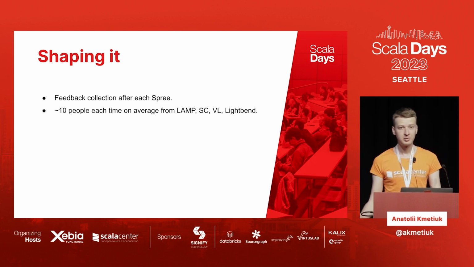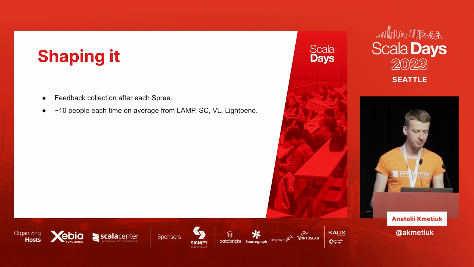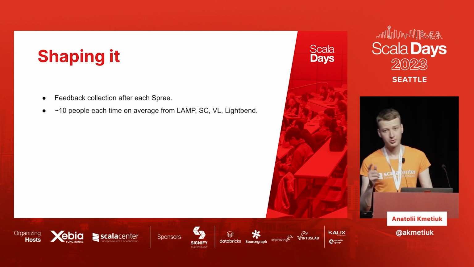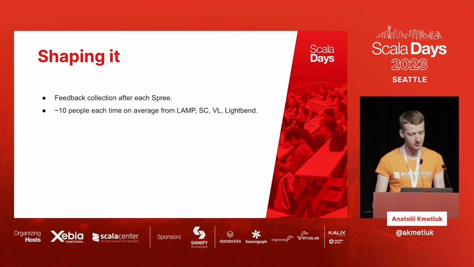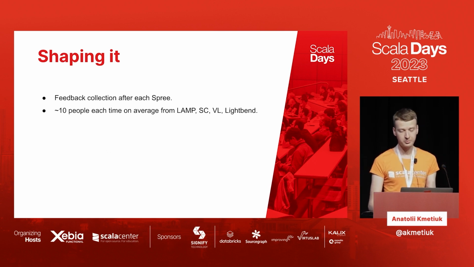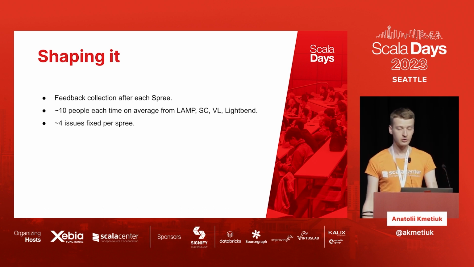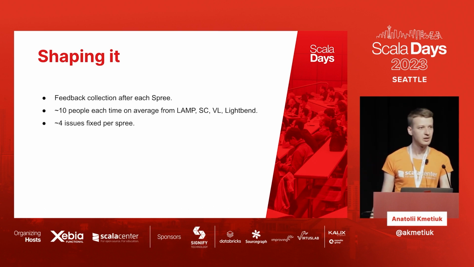Initially, around 10 people were showing up at those sprees every time. So the frequency was 1 time per 3 weeks for 2 hours. At first it was for 1 hour, then we evolved to 2 hours. Around 10 people were showing up from the core teams initially, and that yielded around 4 issues being fixed per spree, so around 4 issues per month output.